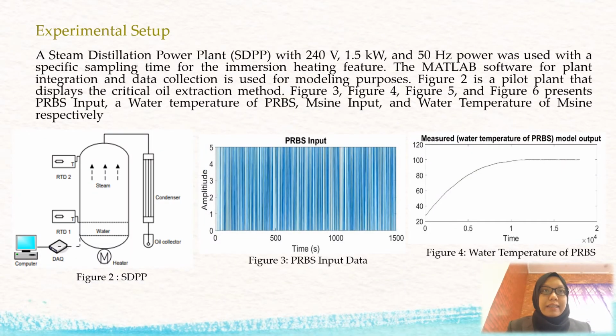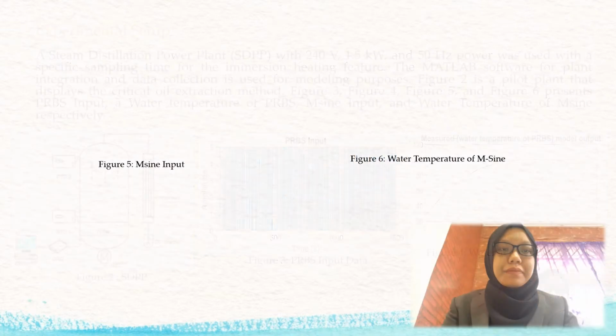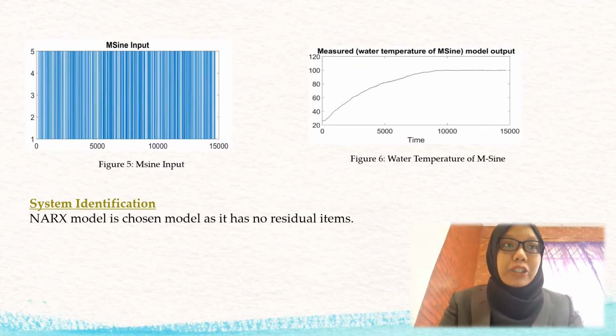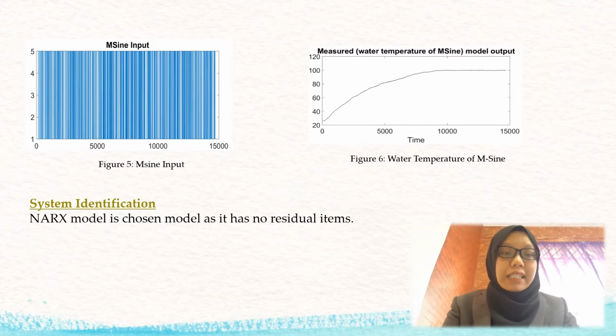For the experimental setup, a steam distillation power plant SDPP with 240 volts was used with a specific sampling time for the immersion heating feature. The MATLAB software was used for plant integration and data collection for modeling purposes. Figure 2 is the SDPP plant that displays the critical oil extraction method. Figure 3 shows the PRBS input data graph, while Figure 4 shows the water temperature of the PRBS graph. Figure 5 shows the M-sign input graph, and Figure 6 shows the water temperature of the M-sign graph.